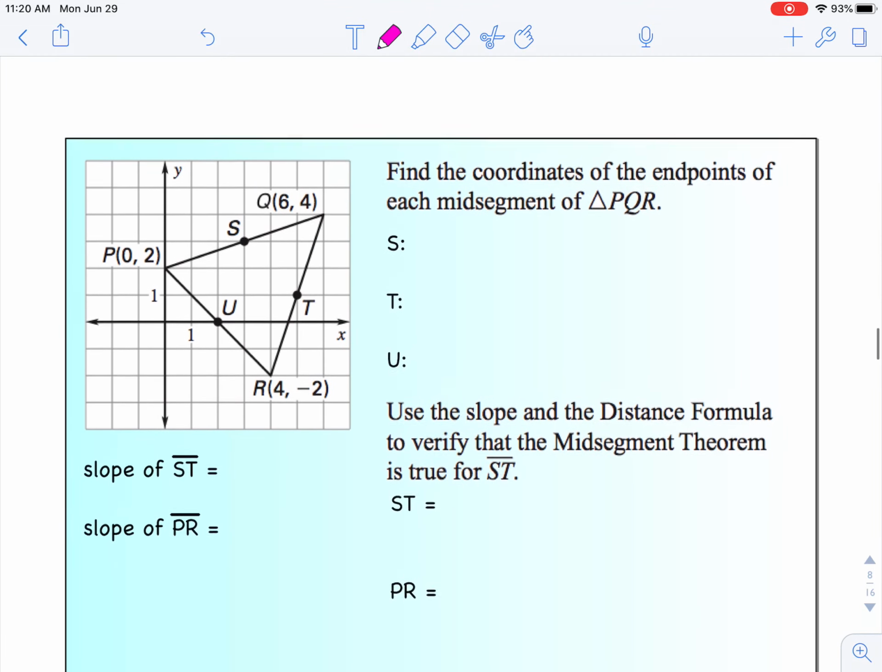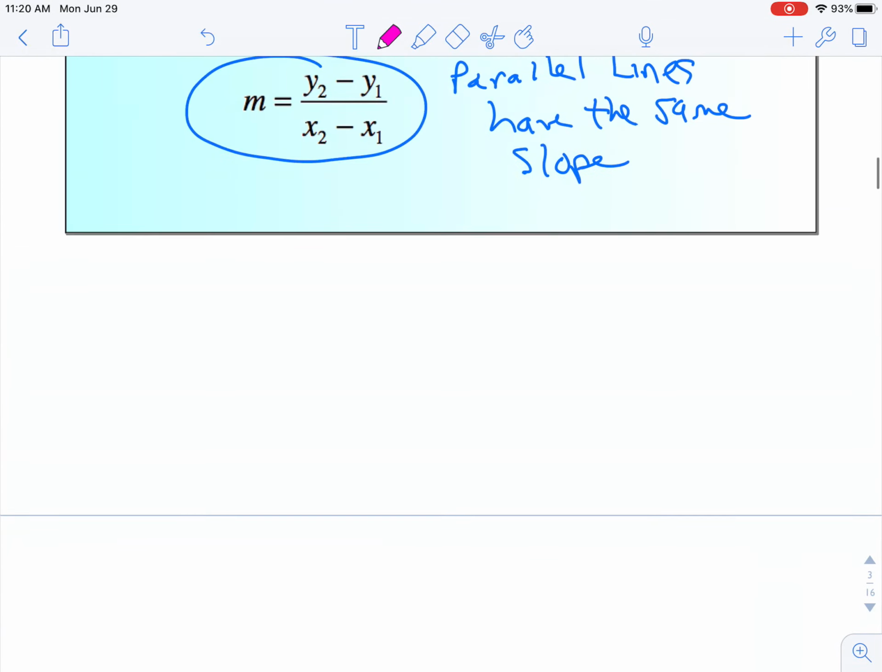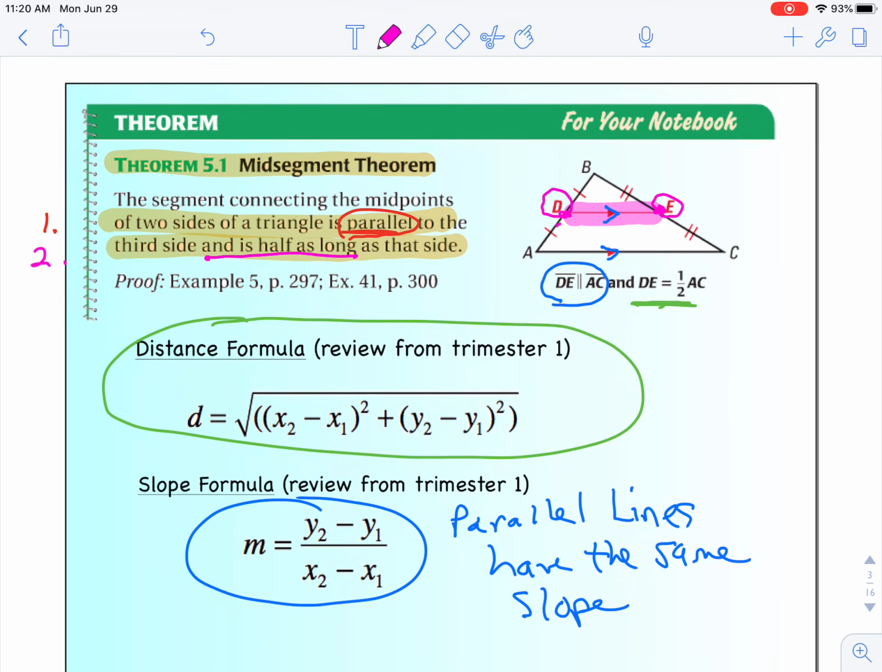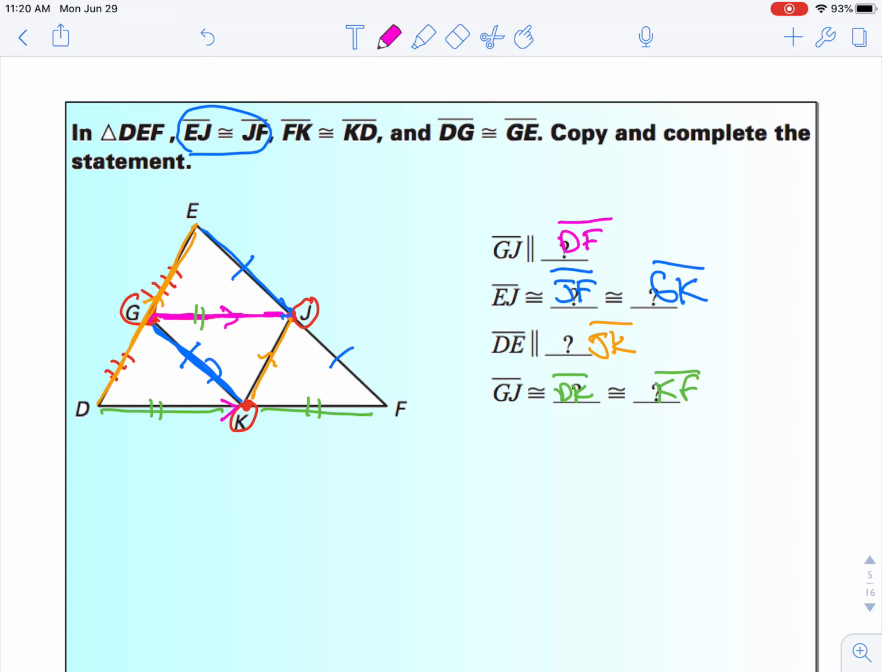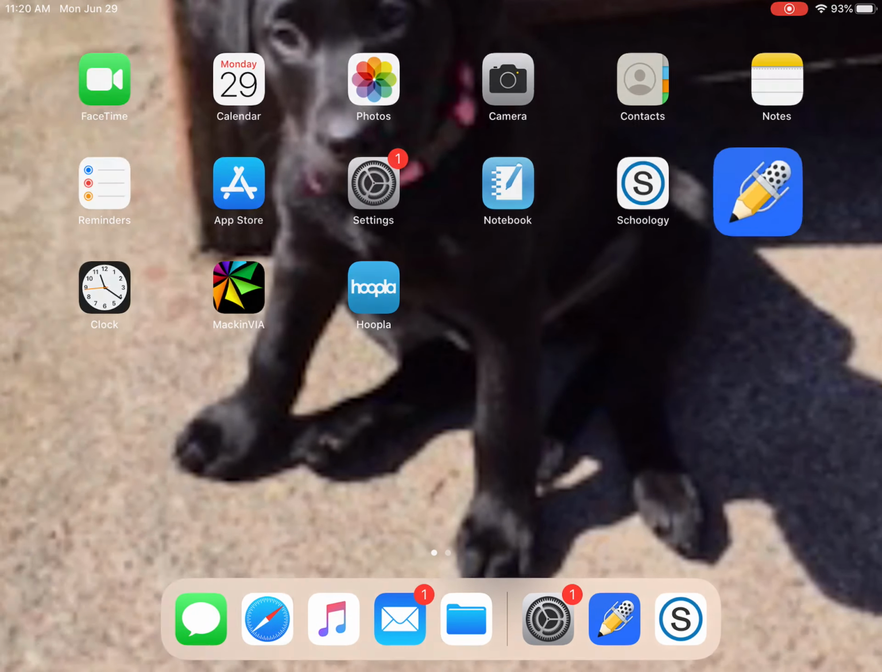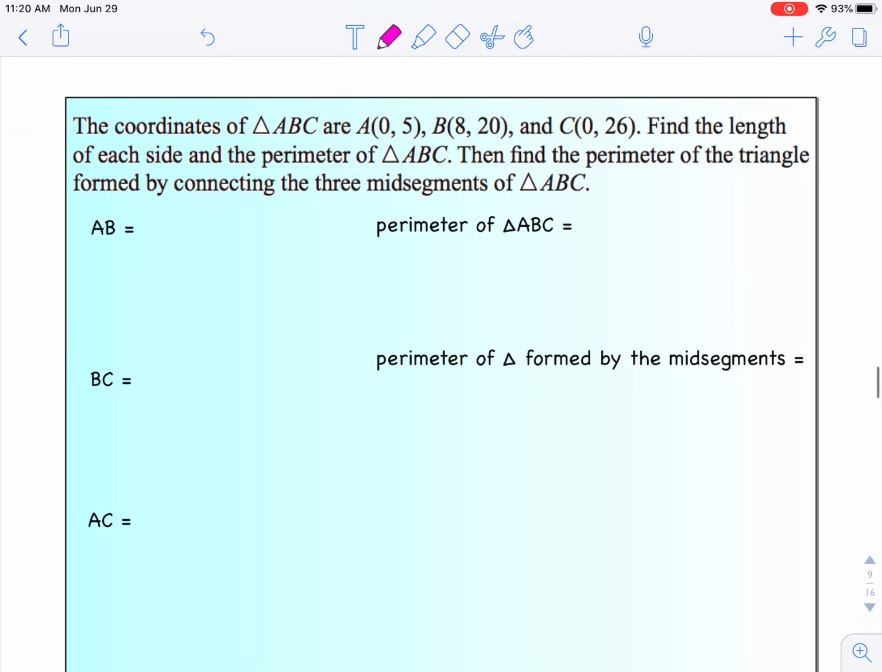So what about the perimeters? Well, let's think about this for a minute. If we go back, the next question asks us about the perimeters. If we go back to what we know about the mid-segment theorem, let's go to this example right here. If GJ is half as long as DF, and all the mid-segments are half as long as the sides, doesn't it make sense that the triangle formed by the mid-segments would have a perimeter half as long as the perimeter of the actual triangle? And I think that makes a lot of sense.